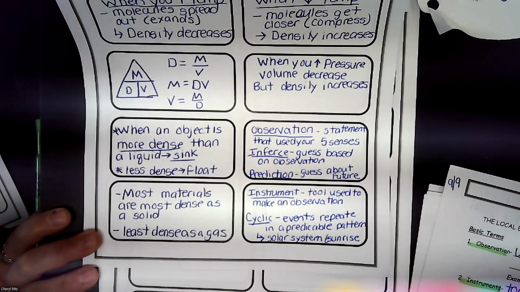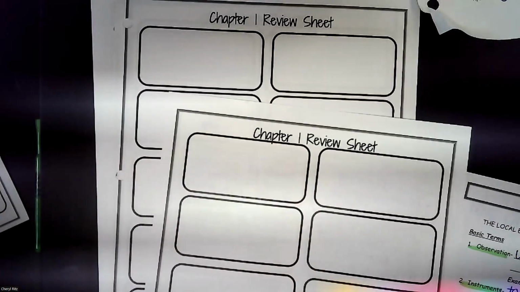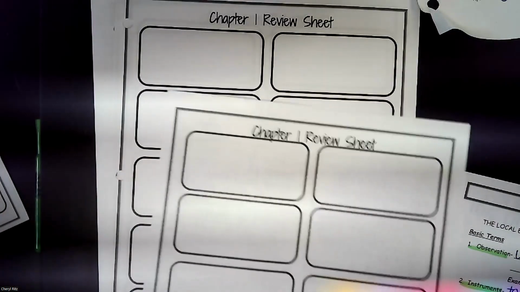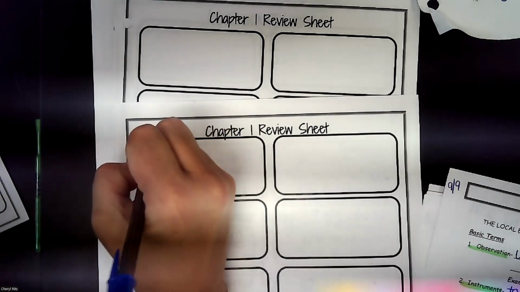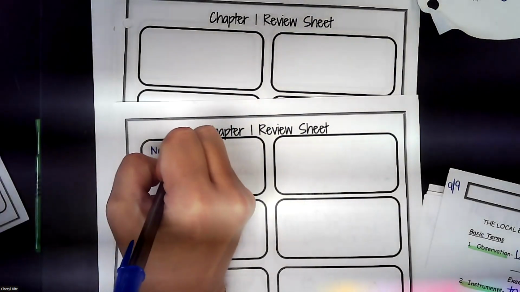Do we need to write down the definition of non-cyclic? No. If you want to, you can on the back. So non-cyclic would be events that don't happen in a pattern.